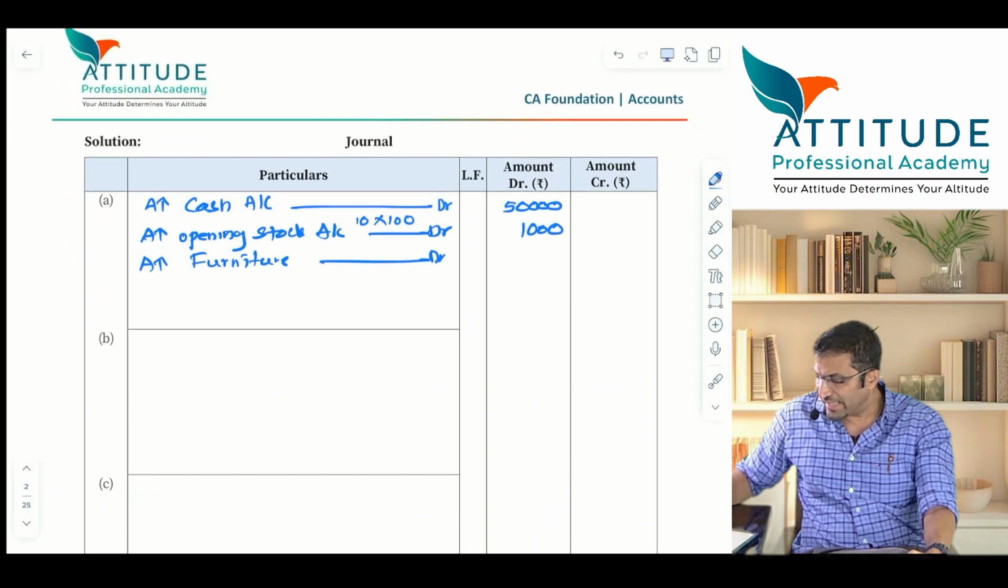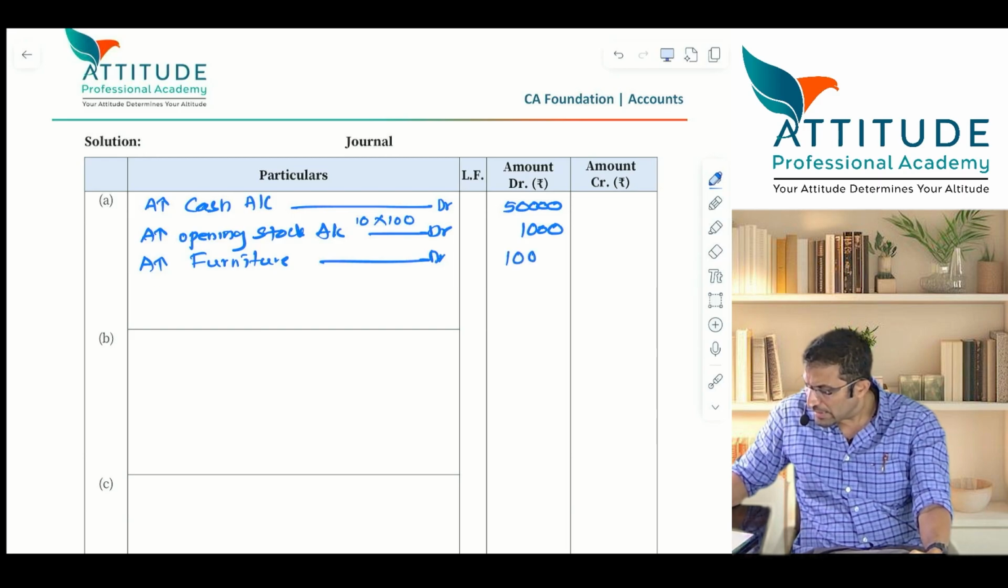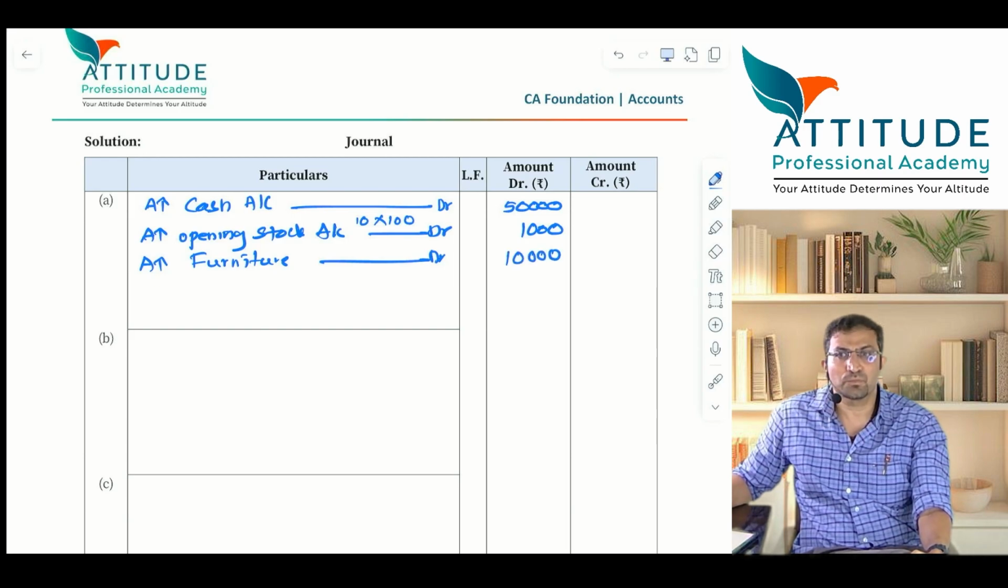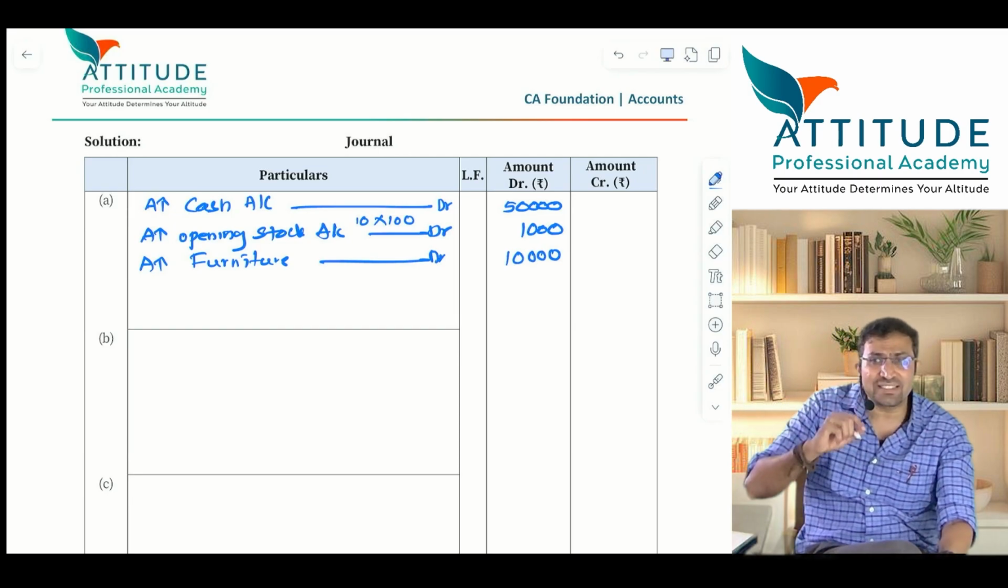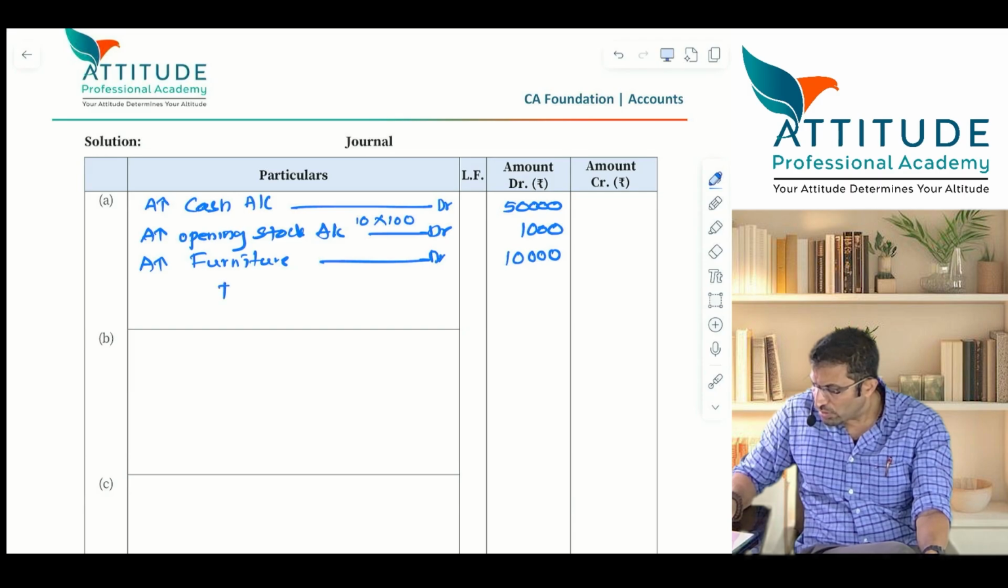Now the first entry, I repeat it once again. Cash account debit 50,000, asset increases. Opening stock account debit 10 shirts at the rate of 100 each, 1,000. Furniture account debit, how much? 10,000. Is that clear? And who brings it? Who brings this? To capital. Capital. Only one person is there, you can just put capital account.